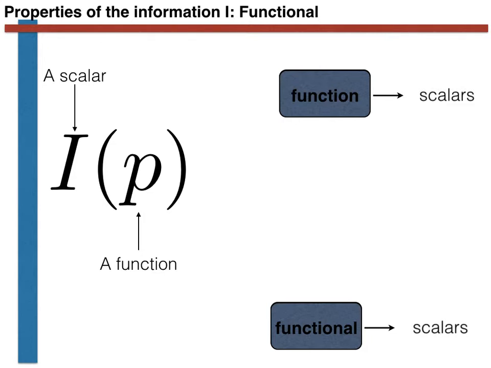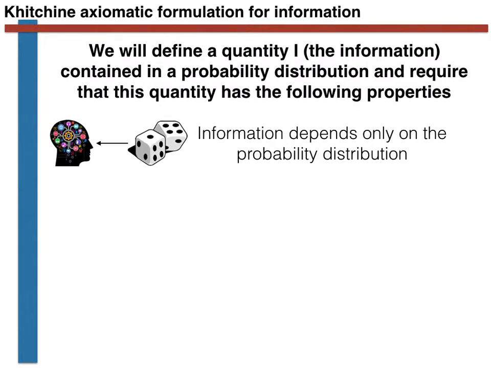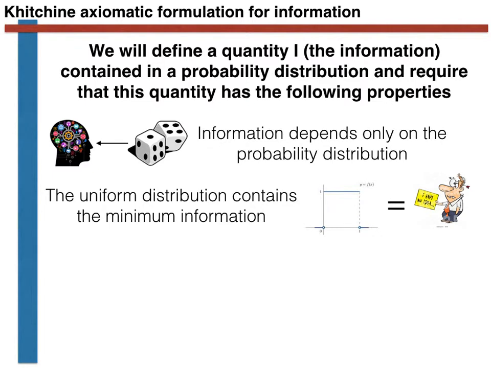Having cleared that up then, we will thus define a scalar-valued quantity I, the information contained in a probability distribution, and require this quantity to have four properties. The first of these properties is that the information will depend only on the probability distribution, which is uncontroversial. The second requirement of this quantity is that the uniform distribution contains the minimum amount of information. This makes a lot of sense too.